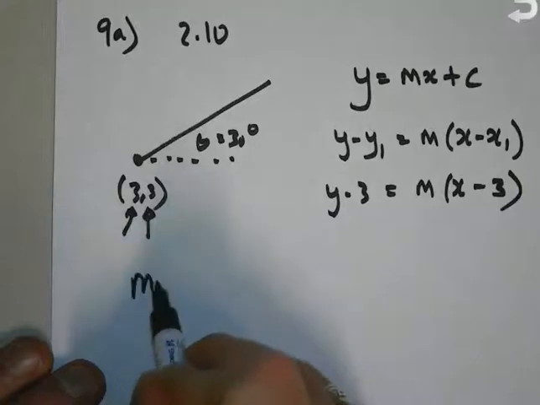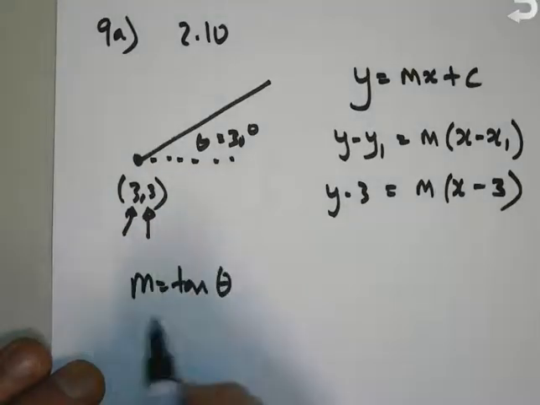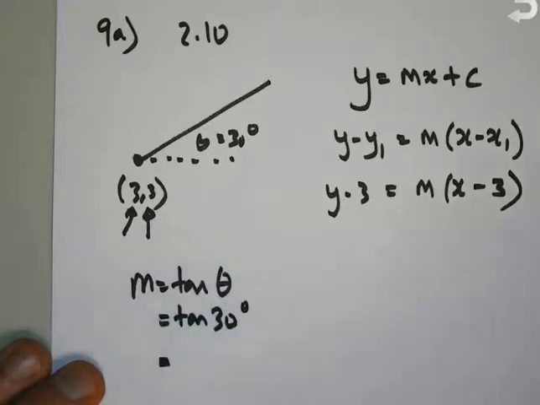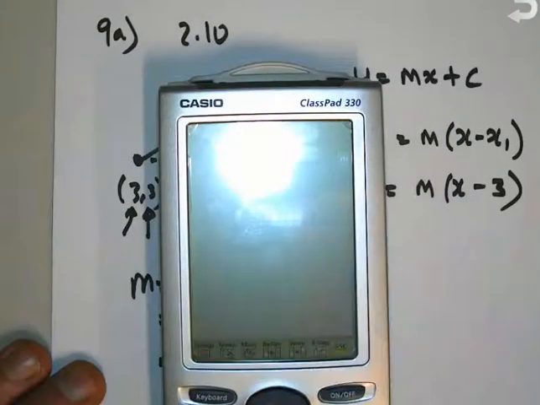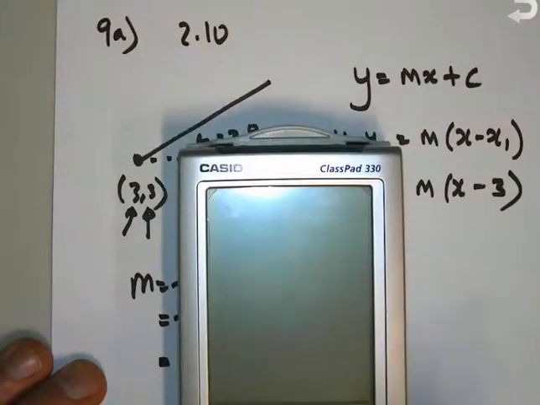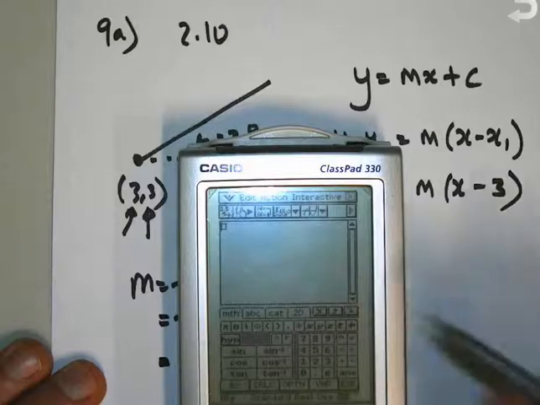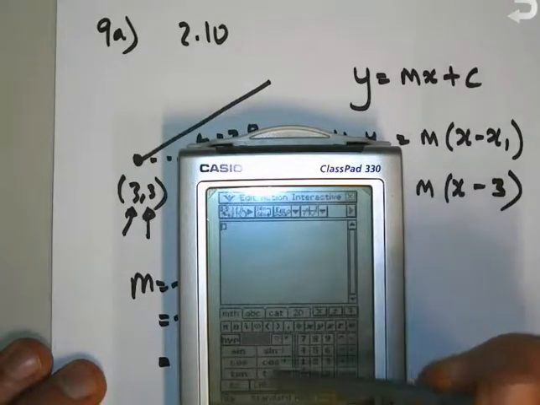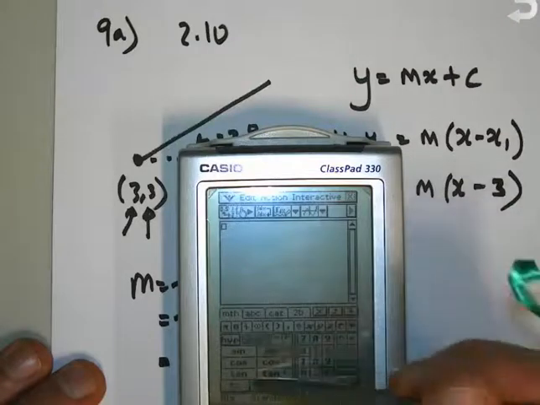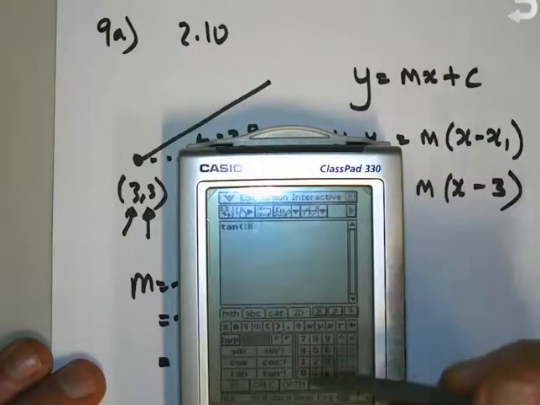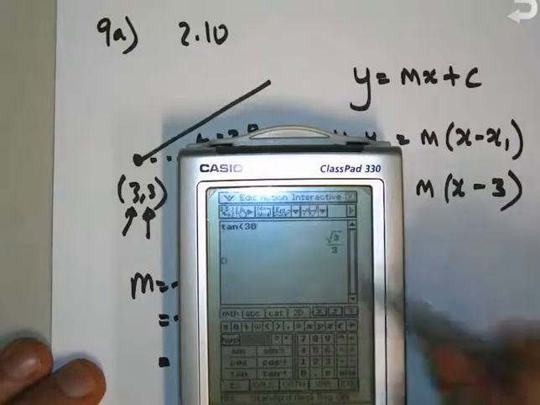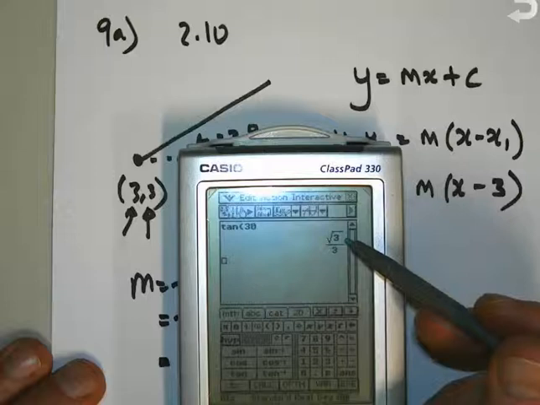M is going to equal the tan of the angle theta equals the tan of 30 degrees equals, on my calculator, turn it on, go to main, go to keyboard, math, tan, 30, make sure down here I'm in degrees, execute. Root 3 on 3 is the tan of 30 degrees.